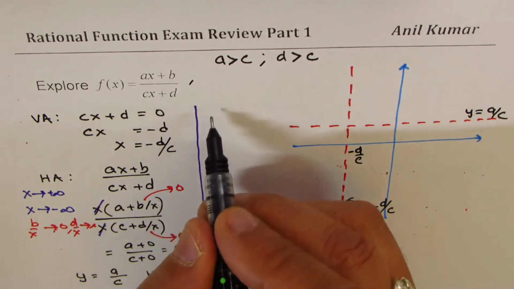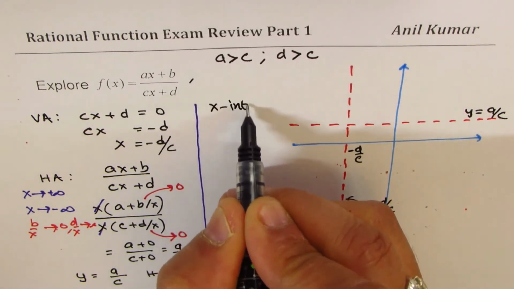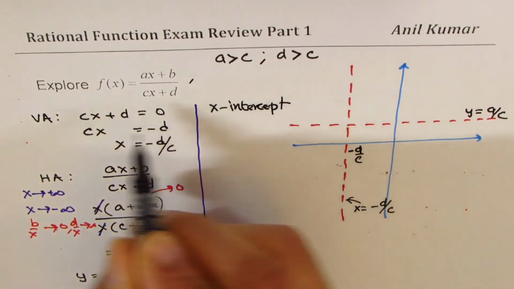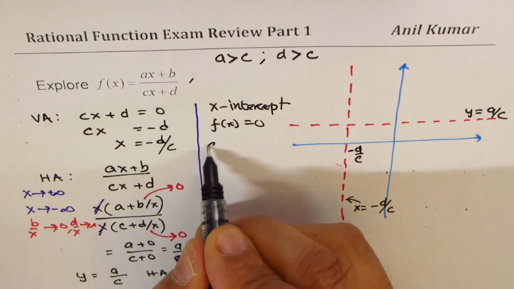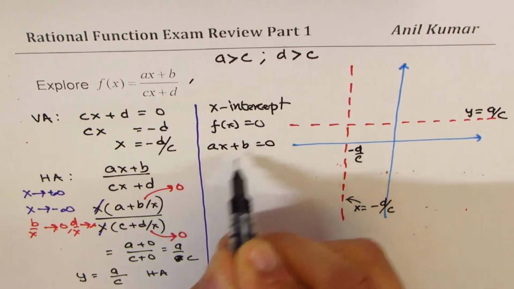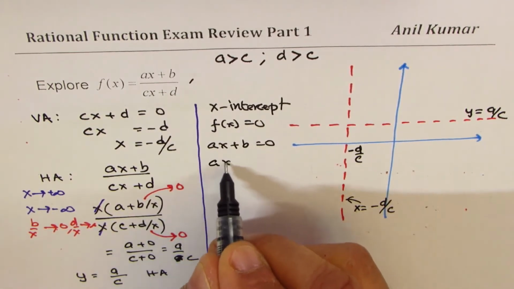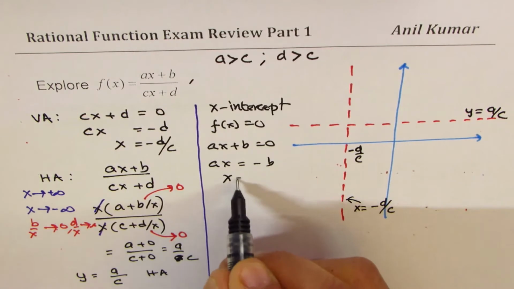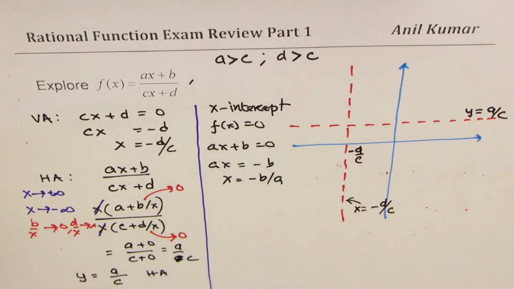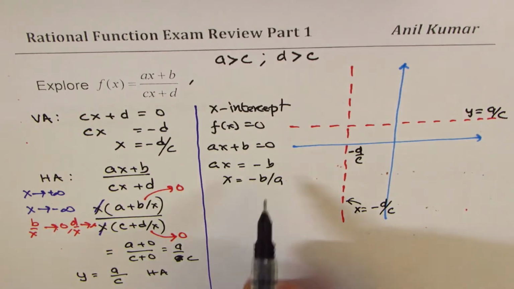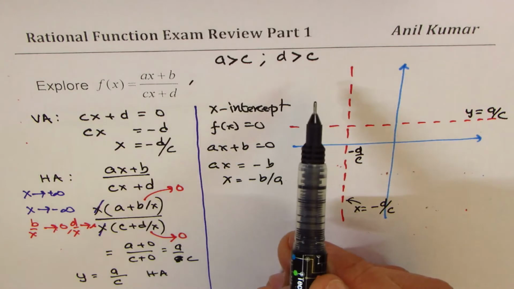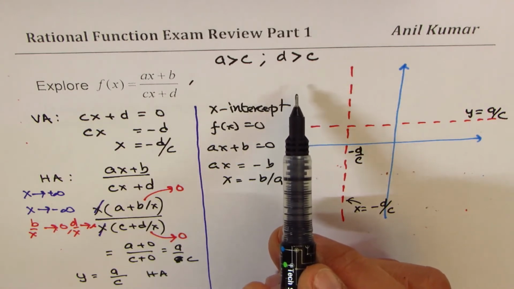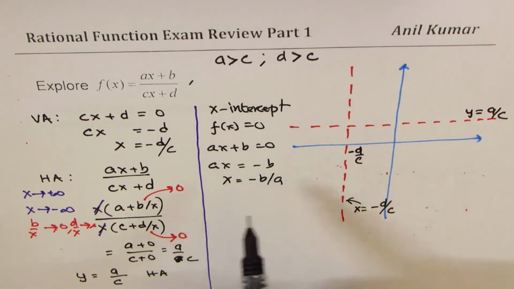So how do we find the x-intercept? To find the x-intercept, f of x equals 0. That means the numerator is 0. ax plus b equals 0. Solve for x, so we have ax equals minus b. x equals minus b by a. Correct? So the value of x will be minus b by a. Now we are assuming, okay, so that is some value.